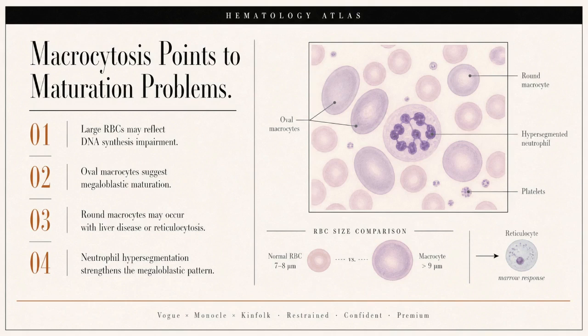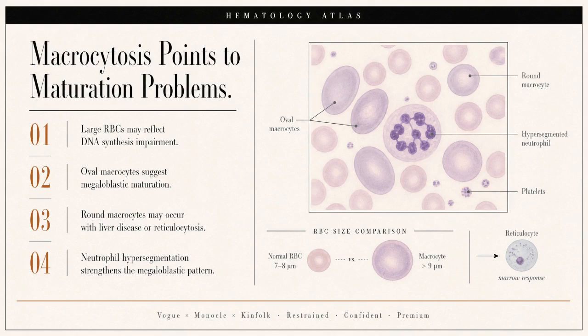But not all macrocytosis is the same. You can also see round macrocytes in liver disease, alcoholism, or hypothyroidism. And remember, reticulocytes are larger than mature red cells, so a brisk marrow response to blood loss or hemolysis can also raise the MCV. The key is to look at the whole picture: the cell shape, the reticulocyte count, and other clues like hypersegmented neutrophils. This helps us differentiate between different causes of large red cells.